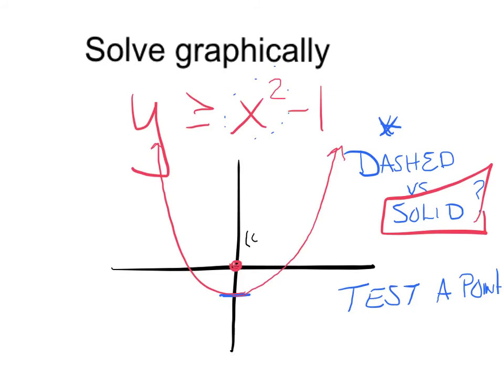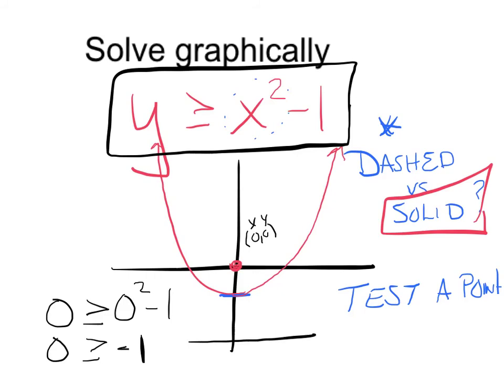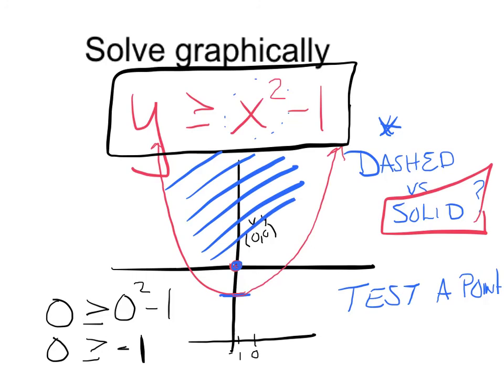Basically, if I have the point 0, 0, x is 0 and y is 0. So I'm just going to plug those into my equation. So I would get 0 is greater than or equal to 0 squared minus 1. 0 is greater than or equal to negative 1. Would you agree or disagree with that? Is 0 bigger than negative 1? Well, again, if you can't think of that for some reason, here's 0, here's negative 1. If you're bigger, you're to the right. So 0 definitely is bigger than negative 1. Since that's true, basically that means I'm going to shade where this point is, which means I am shading inside this parabola. And that is my final answer.